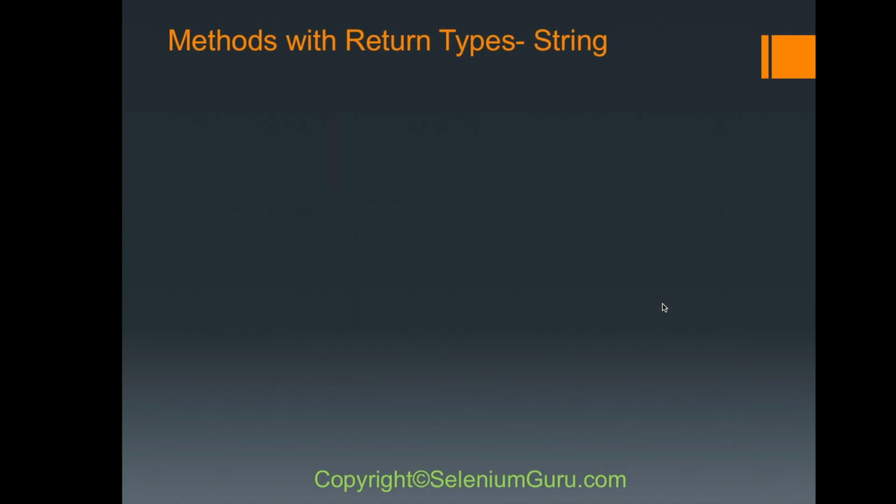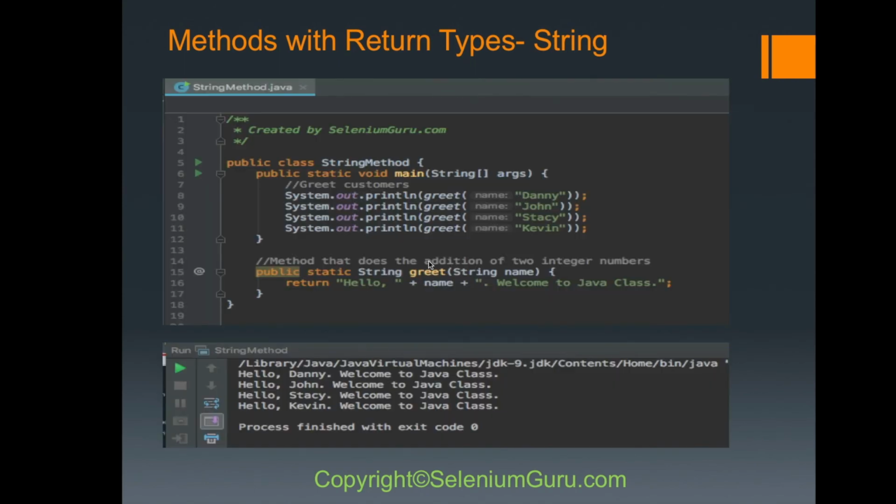Now, the next method return type is string. Let's take an example here, greet. Here I've created the public static, and instead of void, I have string as the return type. I've got the same method named greet, which takes the same string parameter name, and I'm saying it's going to return a string. Since the type is string, it's going to actually return a string. Here it's going to say hello and whatever the name is, and welcome to Java class. When you have a return type of string, you're expecting to get a string as an output. Every time you have something other than void, you have to use the keyword return. Here I'm going to return hello, whatever the name, and welcome to Java class.